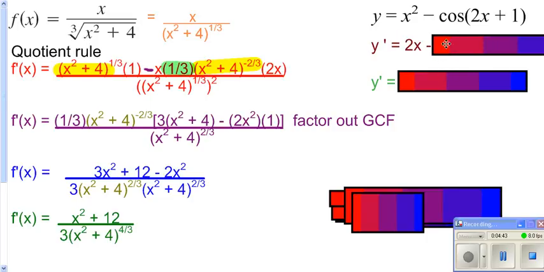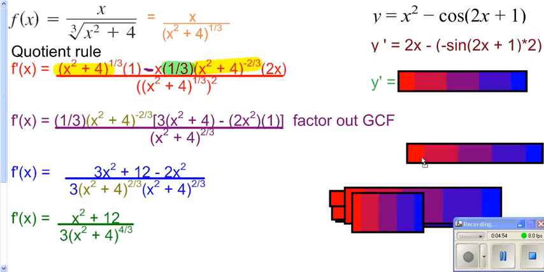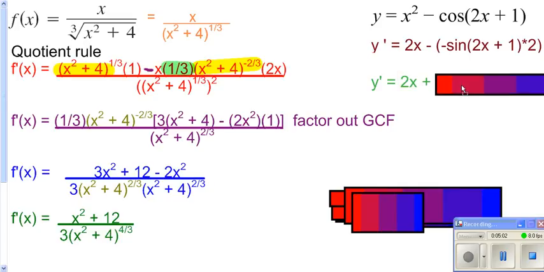Derivative of cosine is negative sine of your angle. But then, since it's not just a normal x in here, you got to do times the derivative of the inside, which is your 2. So I'm going to just simplify the last part a little bit. You're subtracting a negative, so you know you're going to add. Then it's just going to be 2 times your sine.